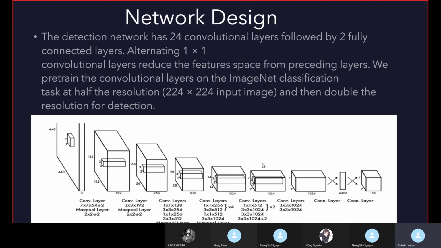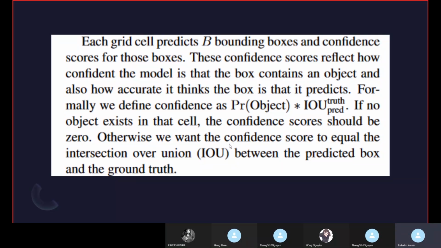Next is the network design. In the original paper, they used 24 convolutional layers followed by 2 fully connected layers. One thing they did in the original paper is pre-train the model on ImageNet data, and from then onwards they increased the dimension from 224 cross 224 to 448 cross 448, and then trained this model for the YOLO use case. So we will now see how the output is predicted and what the output consists of.